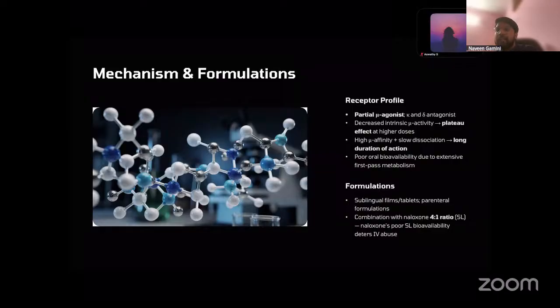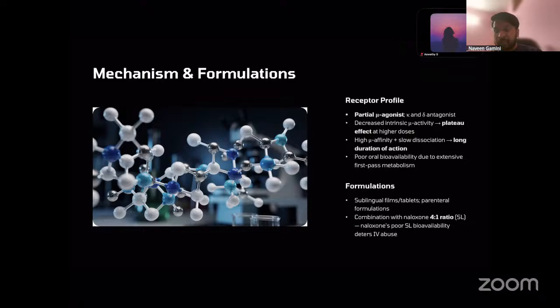And because it has high mu affinity and a slow dissociation, the duration of action is very long for buprenorphine. Buprenorphine has a poor oral bioavailability because of extensive first pass metabolism. So the way buprenorphine is formulated is usually sublingual films or tablets or parenteral formulation. So oral buprenorphine is not usually available.